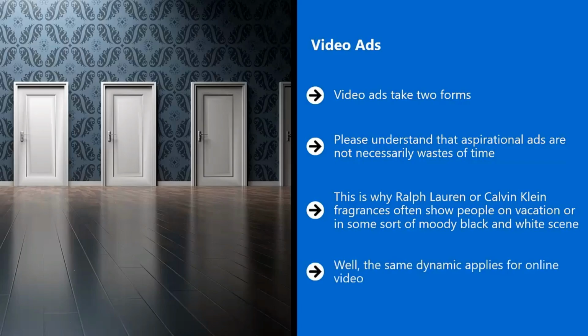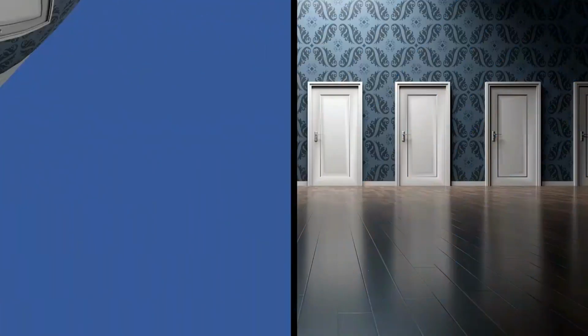Well, the same dynamic applies for online video. It doesn't have to be literal. It doesn't have to just present your product and people enjoying different features of the product. Depending on your niche or product category, it might make more sense to advertise using aspirational or lifestyle videos.